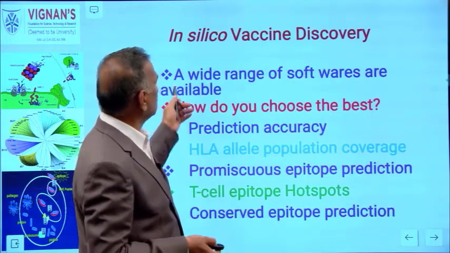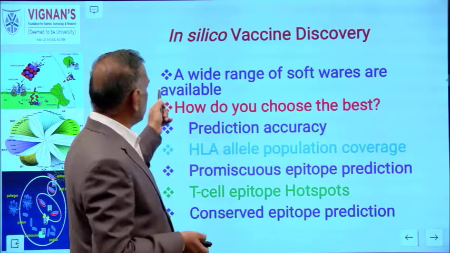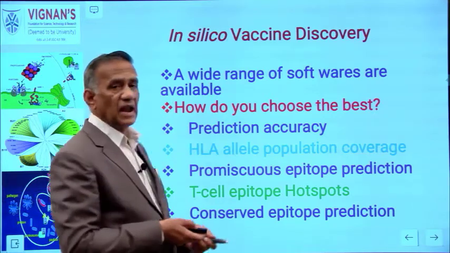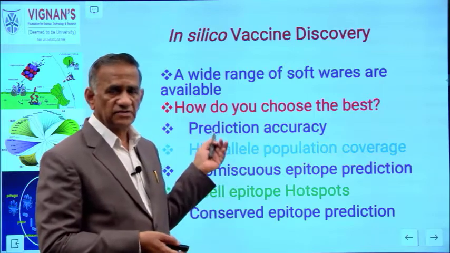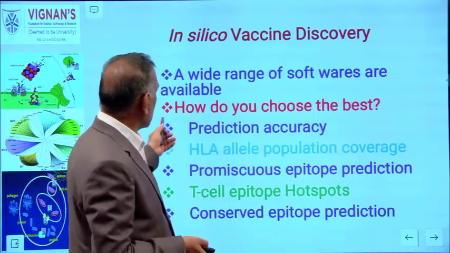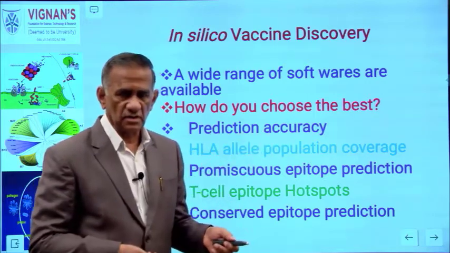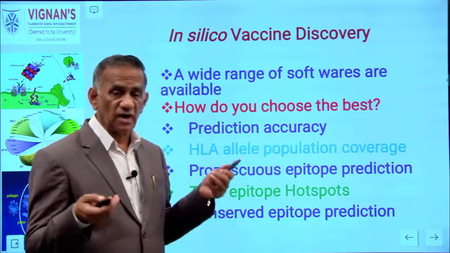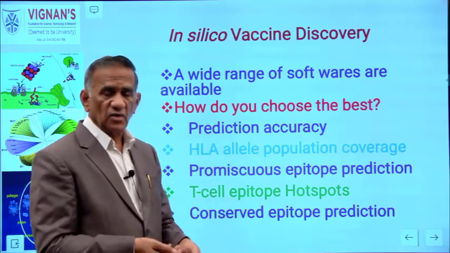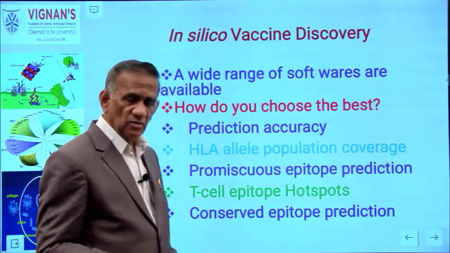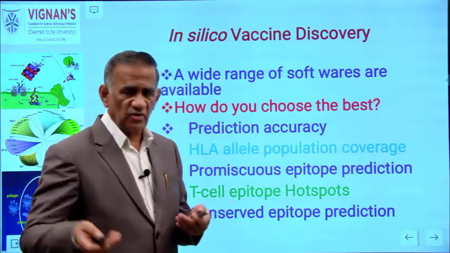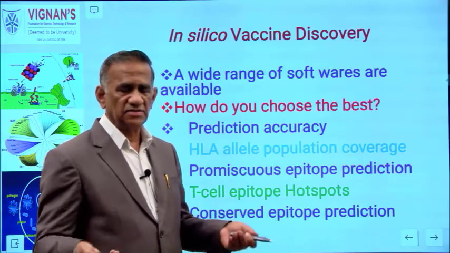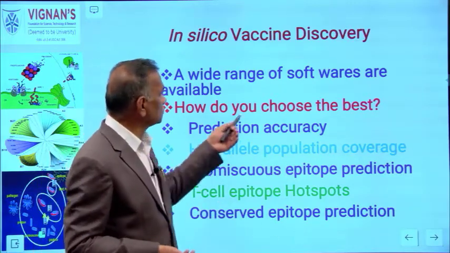Okay. Now, in silico vaccine discovery, wherein a wide range of softwares are available now. A few I have listed here for B cell epitope, a few I have listed here for T cell epitope. So how do you choose the best? Which one is the best? There is big confusion for all beginners like us. We are not basically computational biologists, we have not studied bioinformatics, we are now going in the wave where there is a demand for the subject for the students. Okay, so how do you choose the best?